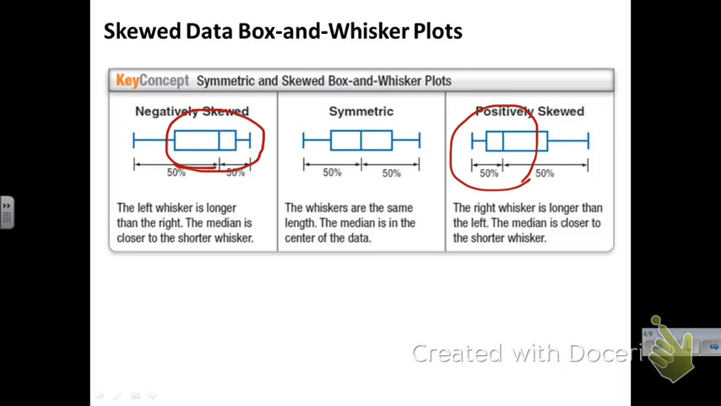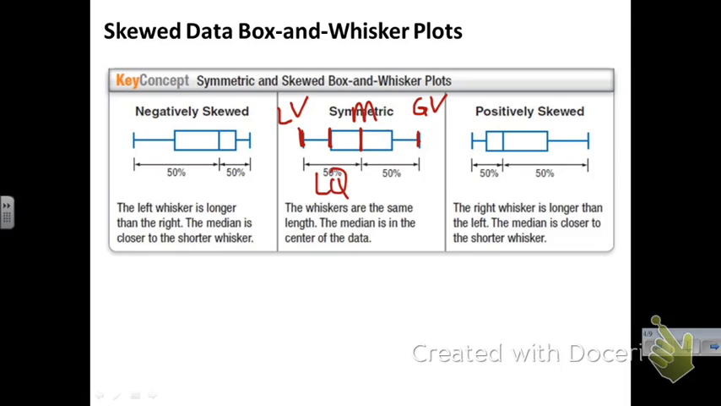The other thing that we discussed here is that this is known as your least value. This number here is your greatest value, and I usually just put a dot out there and not a bar. Our median is right in the middle. This bar represents the lower quartile, and this represents the upper quartile.